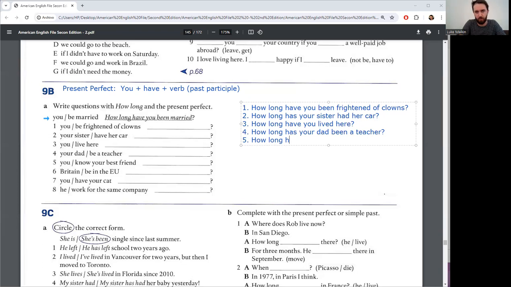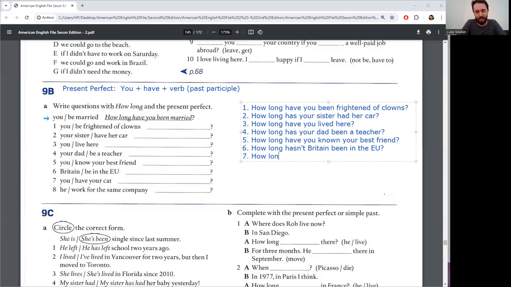Five, how long have you known your best friend? Known is the past participle for know. Six is a little different now because the question is how long has Britain, Britain is an it, Britain is a country, so it, how long has Britain been in the EU? Now, Britain is not in the EU, so we can change this question and make it negative. How long hasn't Britain been in the EU, for example?